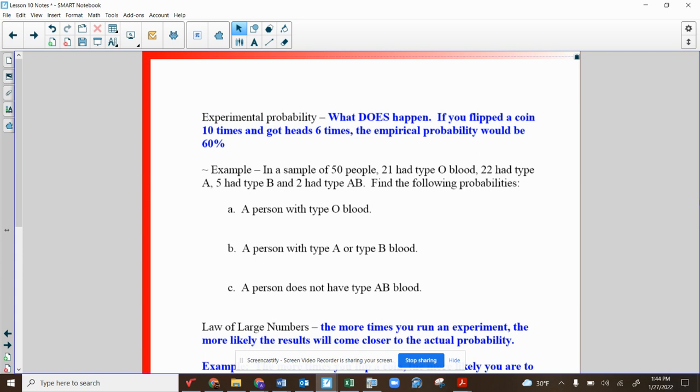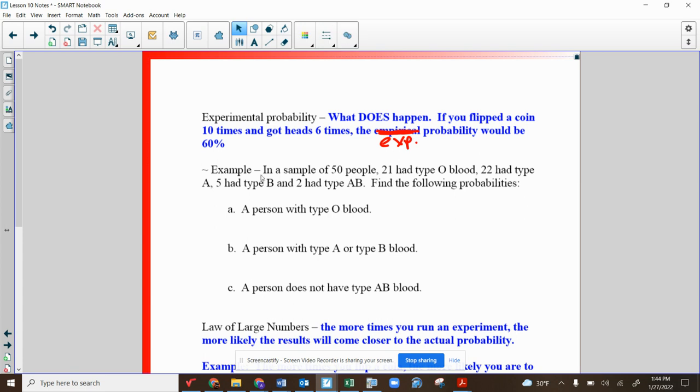All right, experimental probability. Experimental probability is what does happen. Again, take a coin, flip it 10 times, get heads 6 times. The experimental probability would be 60%.